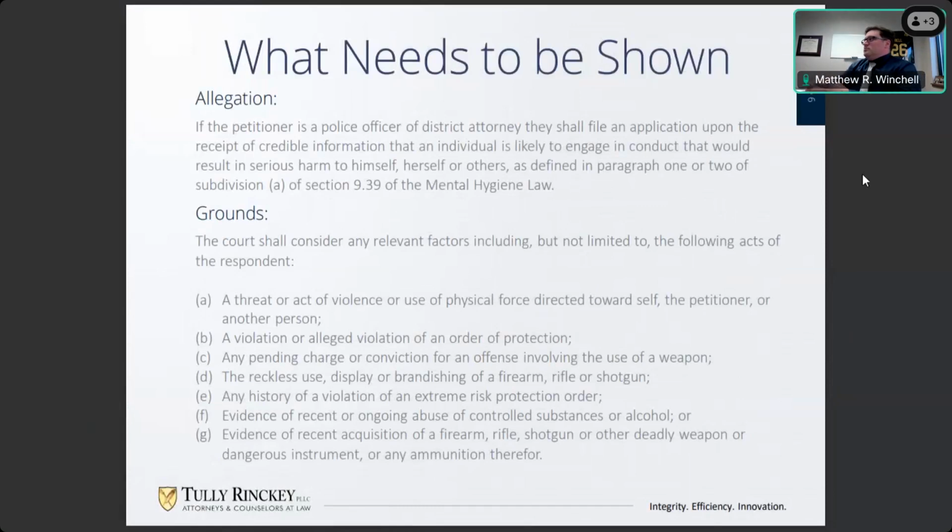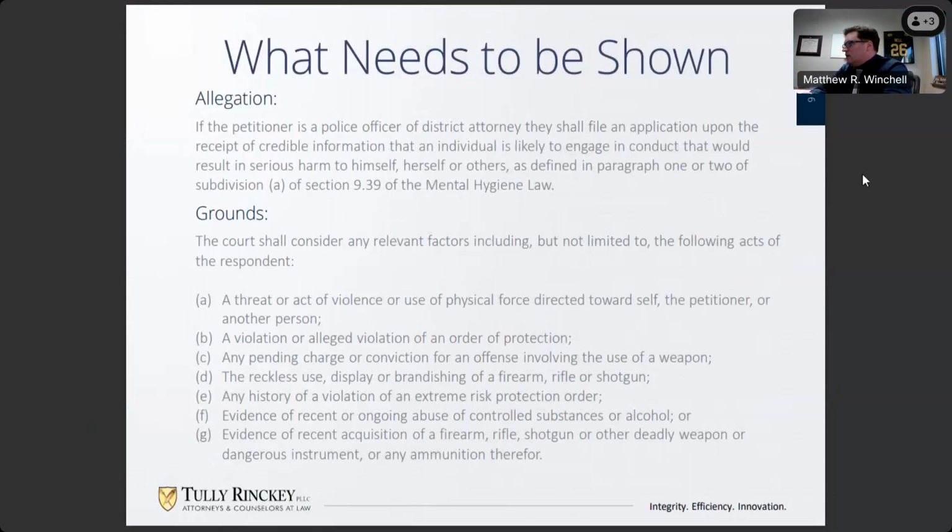So what needs to be shown? Basically, an application is filed, and it needs to show that the respondent is likely to engage in conduct that would result in serious harm to himself, herself, or others, as defined in paragraph 1 or 2 of subdivision (a) of section 9.39 of the Mental Hygiene Law.